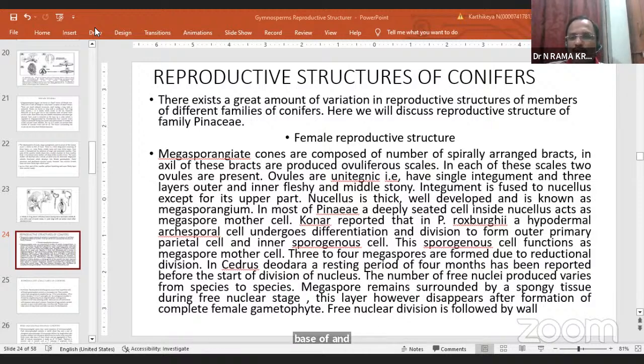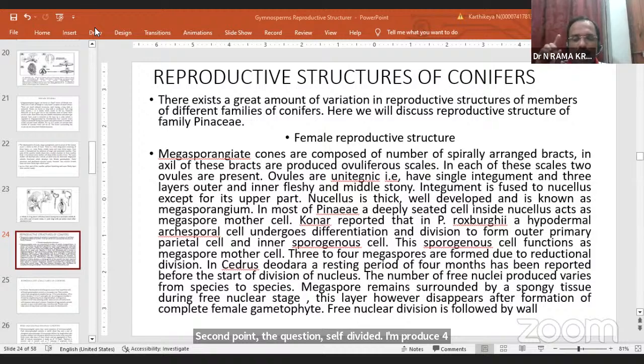The development of the microsporangium is of the eusporangiate type, from superficial cells. A group of hypodermal cells takes part in sporangium development. These cells divide periclinally to form an outer layer, the parietal cells, and an inner layer, the archesporial cells. Then the parietal cells divide and produce the four-layered wall of the microsporangium.